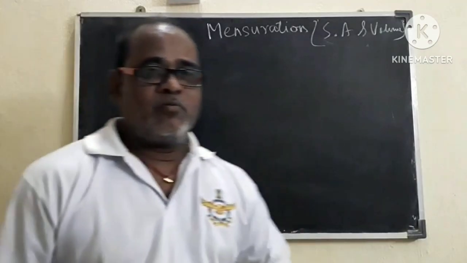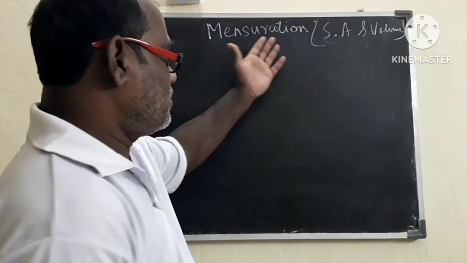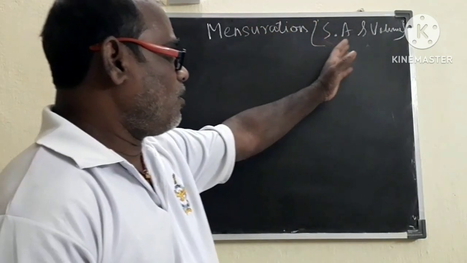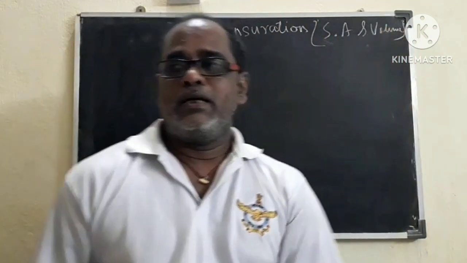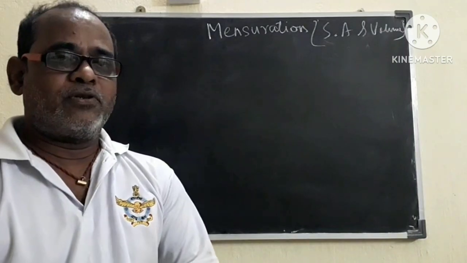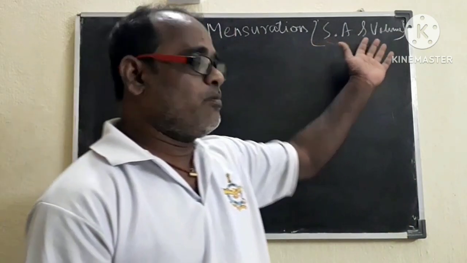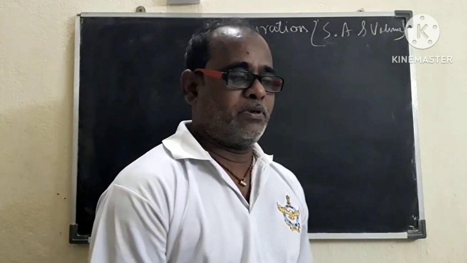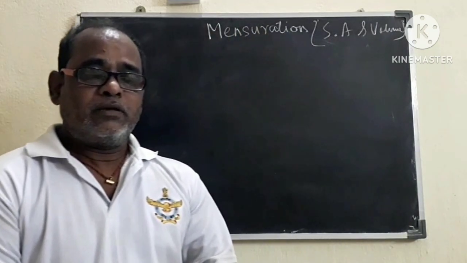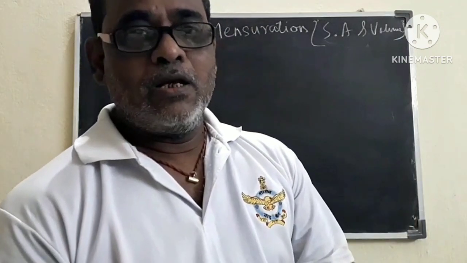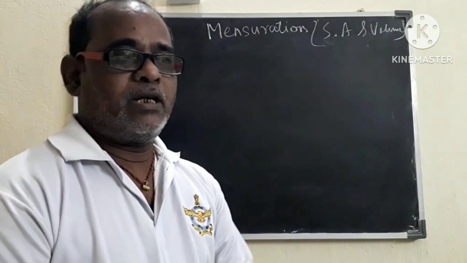Welcome. I am Arun Kumar, and I have come to you with mensuration, in which I will explain the surface area and volume of solid shapes. I have seen that most of the students mug up the formula of this surface area and volume of different geometrical shapes. But my request to you all is try to understand how to derive the formula so that you need not mug up the formulas during examination.